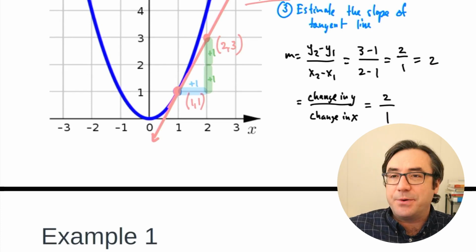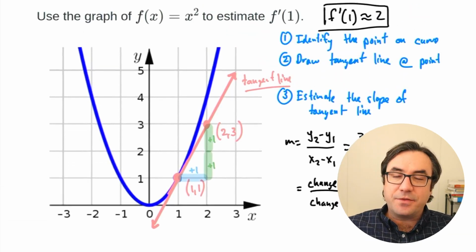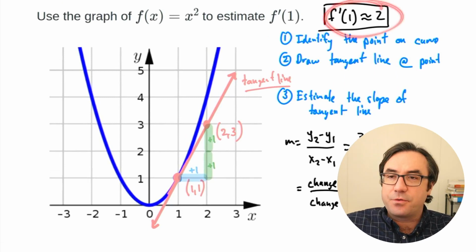So this is really how we do it. We draw the tangent line, estimate the slope of the tangent line, and then that's our estimate for the derivative.